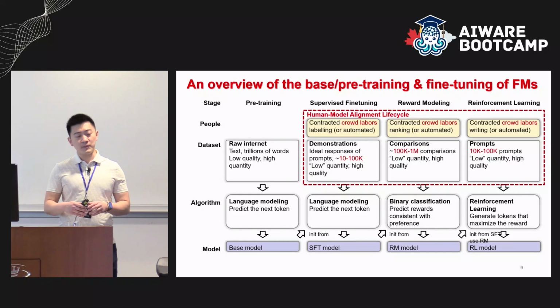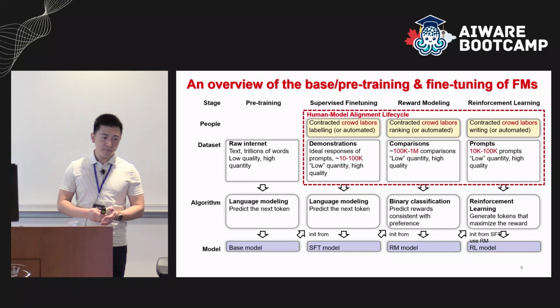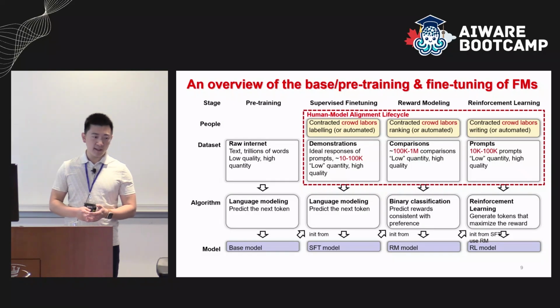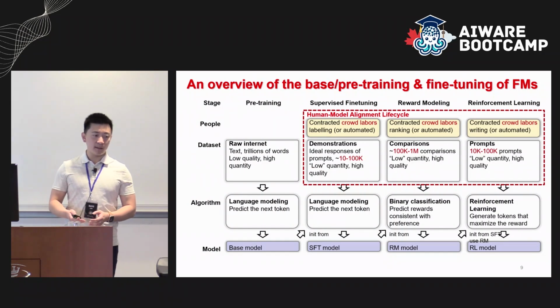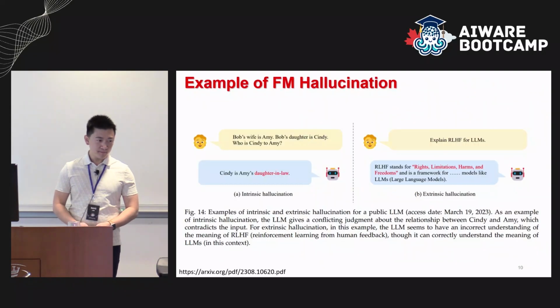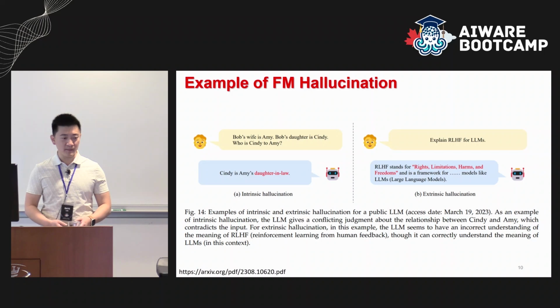That's where you try to build a reward model and use reinforcement learning to align it to the preference of human answers. It generally requires even higher quality data in a lower quantity, varying from like 10 to 100K or 100K to a million comparison and ranking data sets. We already talked about all the issues with hallucination in previous talks. I'm not going to mention them here.